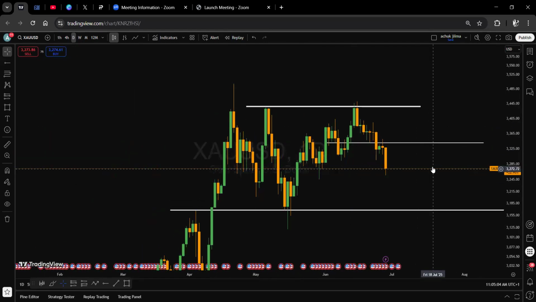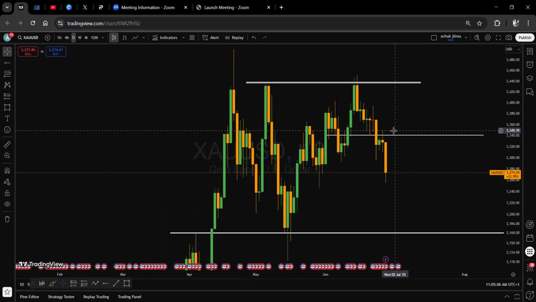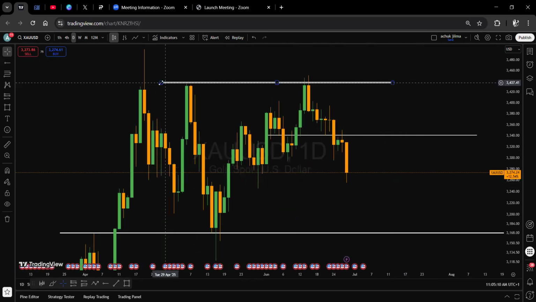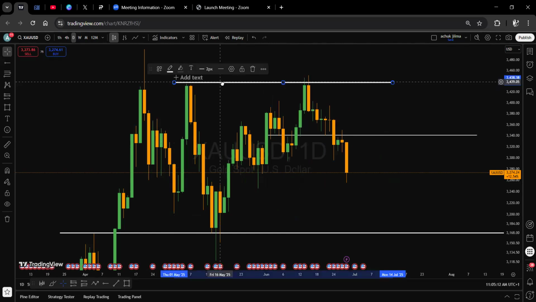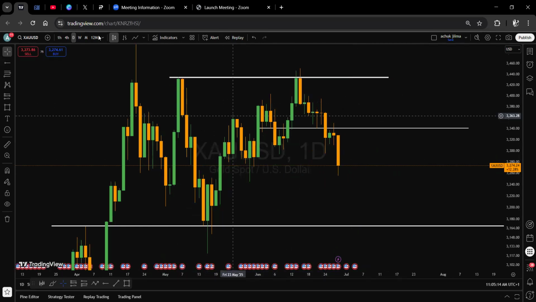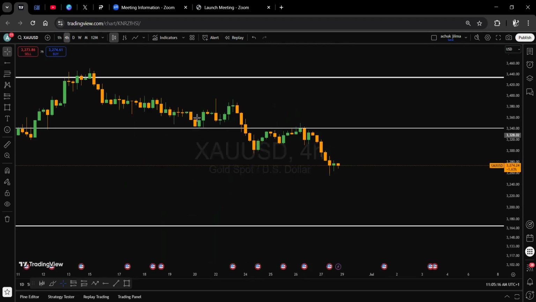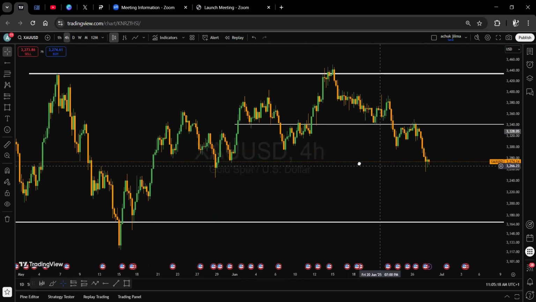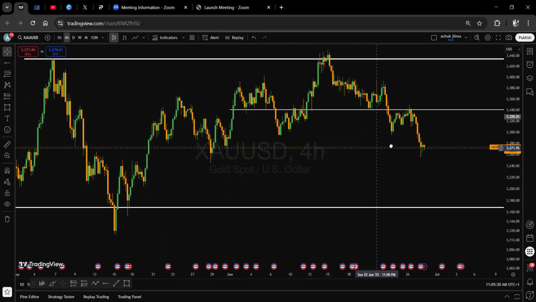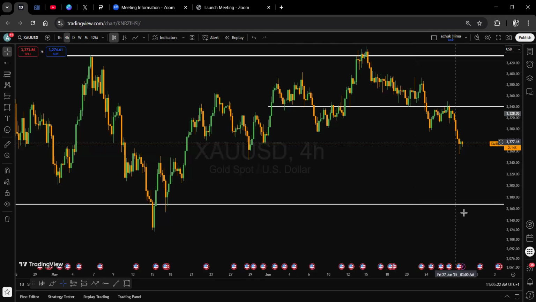So on the daily, this is how it looks like. So you can clearly tell that price is very, very bearish. And now we just need to see where we can possibly have the next entry. So the best time frame to do that, let's come to the 4-hourly time frame. And on the 4-hour time frame, you can clearly see here that price is approaching these lows here.